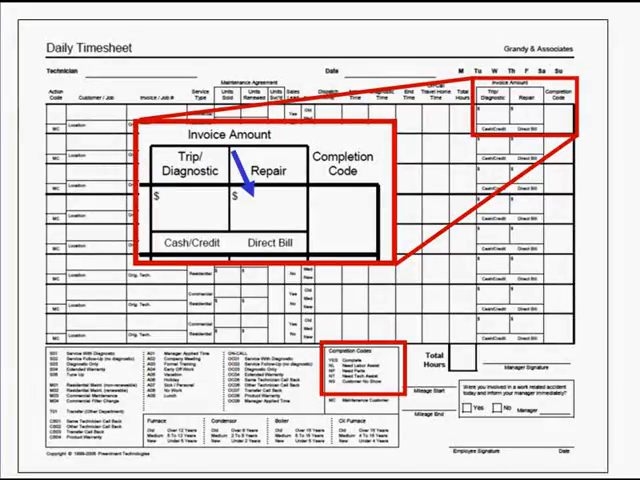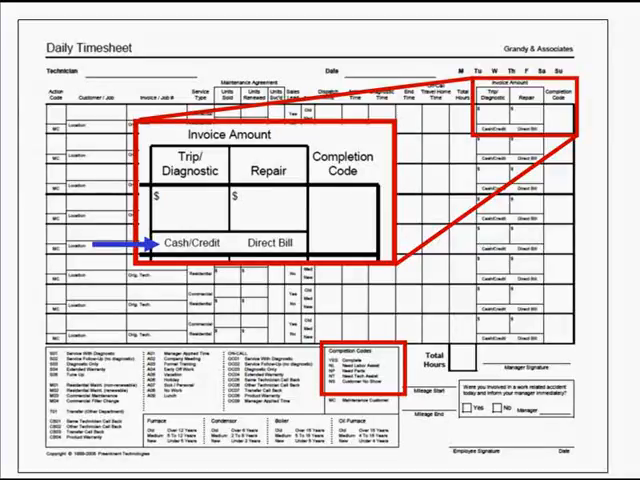How much are you charging the customer to do the repair that is being done while the technician is at their house or at their business. Below that, the technician is going to circle either cash, credit, or direct bill. Cash or credit basically means I collected money on the job, be it a credit card, a physical check, or cash itself.